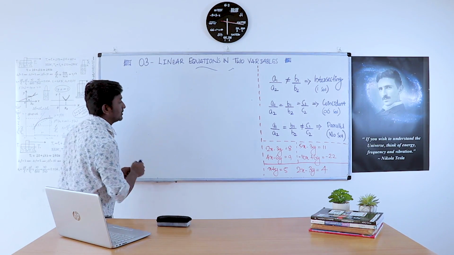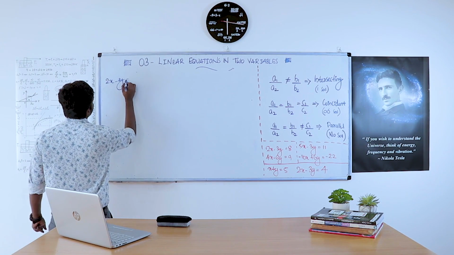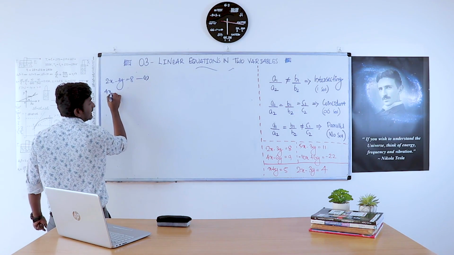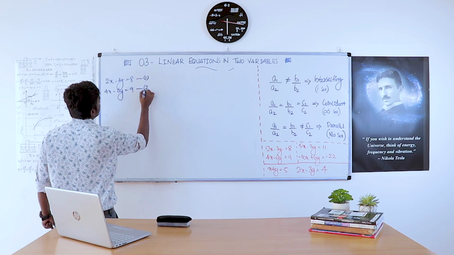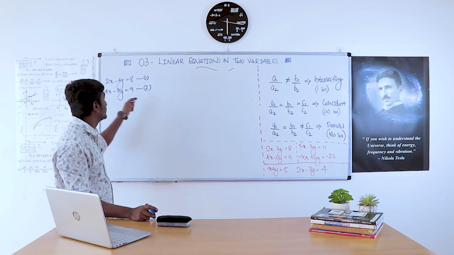So I am taking one more equation. 2x minus 3y equal to 8, equation number 1. 4x minus 6y equal to 9, equation number 2. First I am going to solve it using substitution method.